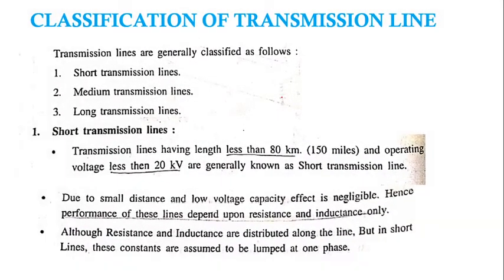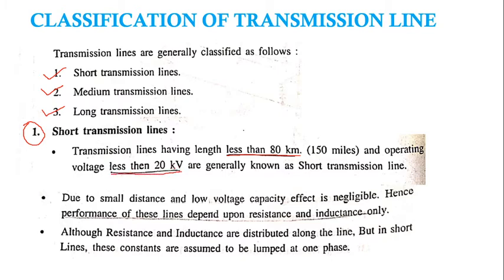Now next is the classification of transmission lines. Transmission lines are generally classified as short transmission lines, medium transmission lines and long transmission lines. We are going to see each type in detail. A short transmission line is a transmission line having a length of less than 80 kilometers. Remember the term less than 80 kilometers. At that time the transmission line is called a short transmission line. So the transmission line has a length of less than 80 kilometers and an operating voltage of less than 20 kV.